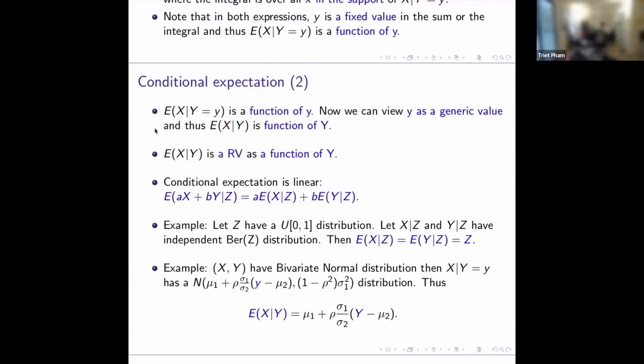So here, we just mentioned the abstract property of conditional expectation. The first thing we should know is that when you take expectation like this, what you have taken out is the X part. You have averaged out the X part. So the only thing left is the Y part that you conditioned on. That's why the conditional expectation of X given Y is a function of Y. But if you view this as a generic value, then it's a function of capital Y.